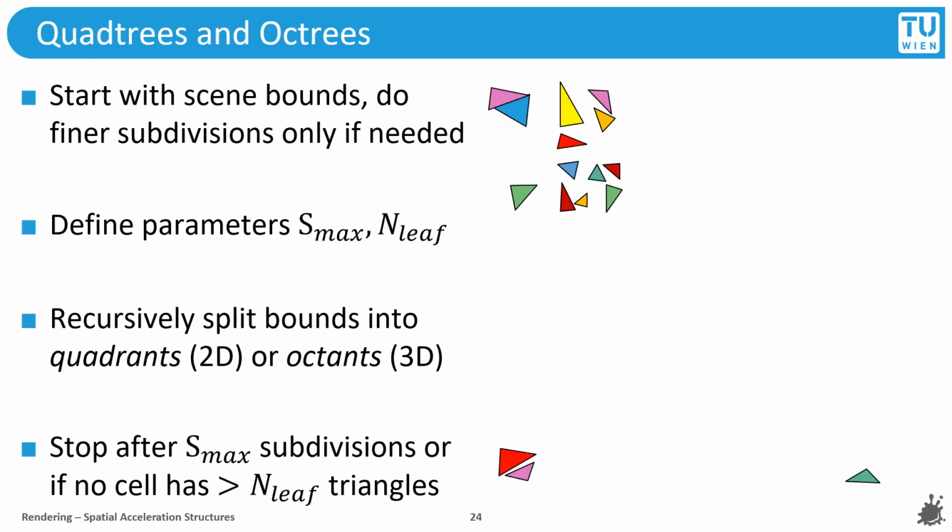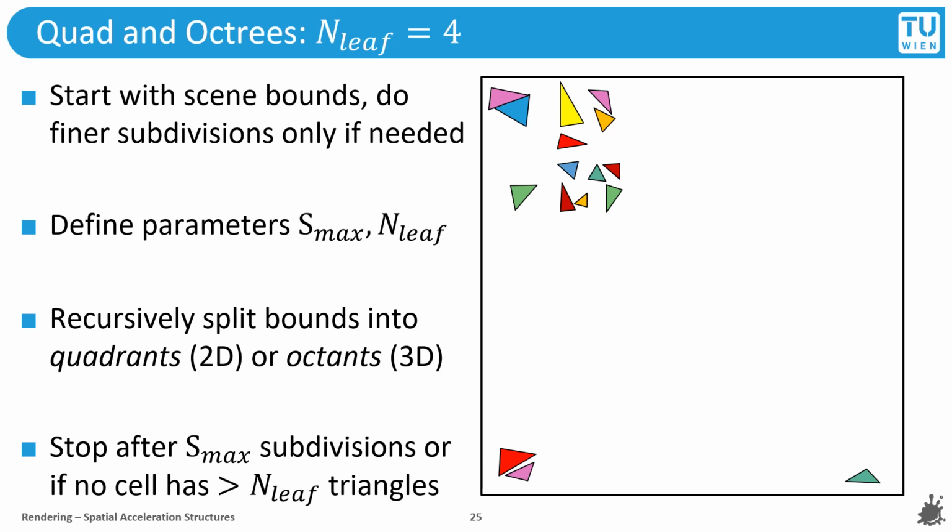And moving on from regular grids, the next step would be something that is a little more adaptive. So instead of putting cells all over the scene, we actually would want to put them only where we need them. And that is exactly the idea of quadtrees and octrees. So we start out with the full bounds of the entire scene, and then we can define a couple of parameters to guide the process.